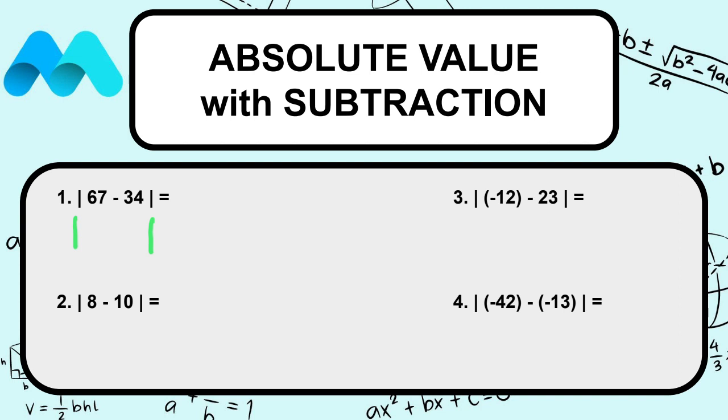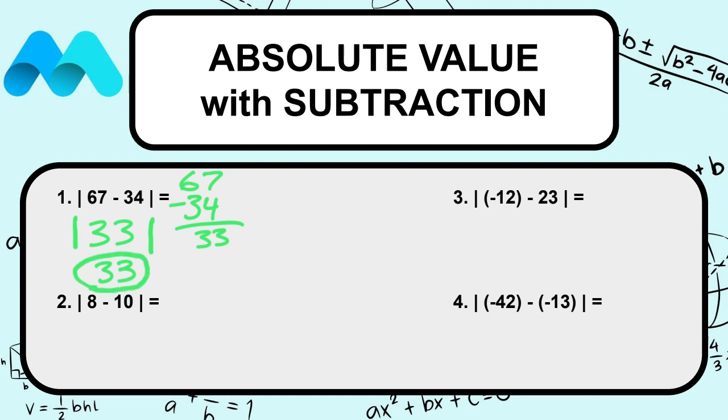Now, after we do that, we're just going to do the math. So we're going to do 67 minus 34. If you can do that in your head, great. I'm going to write it out just to show you. 67 minus 34, and we're going to be left with 33. So we have to transfer that into the absolute value bars. So now we are looking for the absolute value of 33. The absolute value of 33 is 33.